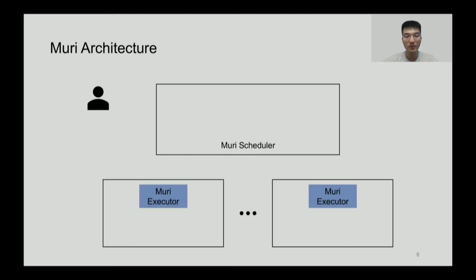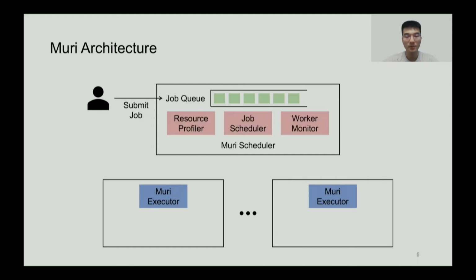Muri is composed of Muri scheduler and Muri executor. Users submit deep learning training jobs to the Muri scheduler. The Muri scheduler maintains a job queue to buffer the submitted jobs and makes job scheduling decisions. There are 3 components in the Muri scheduler. First, the resource profiler profiles the resource usage for each job when it is first submitted. The resource profiler also estimates the interleaving efficiency as the input of the scheduling algorithm.